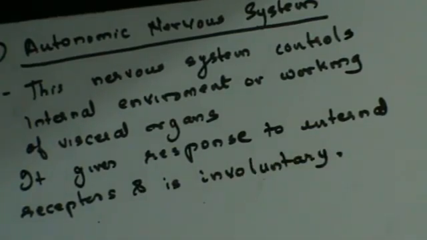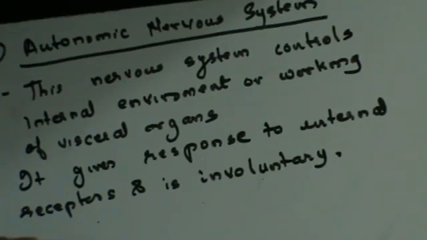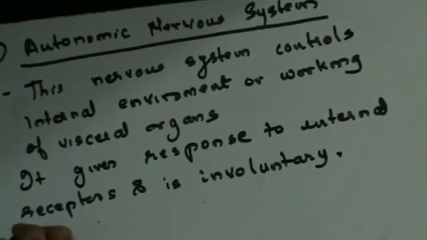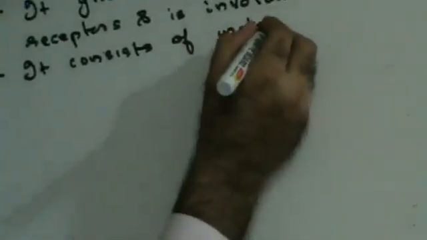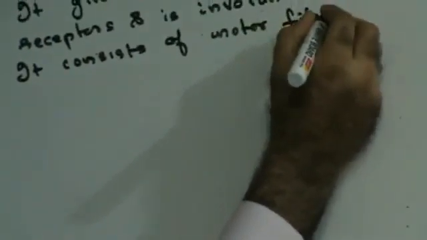Now, the autonomic nervous system consists of motor fibers only, right?